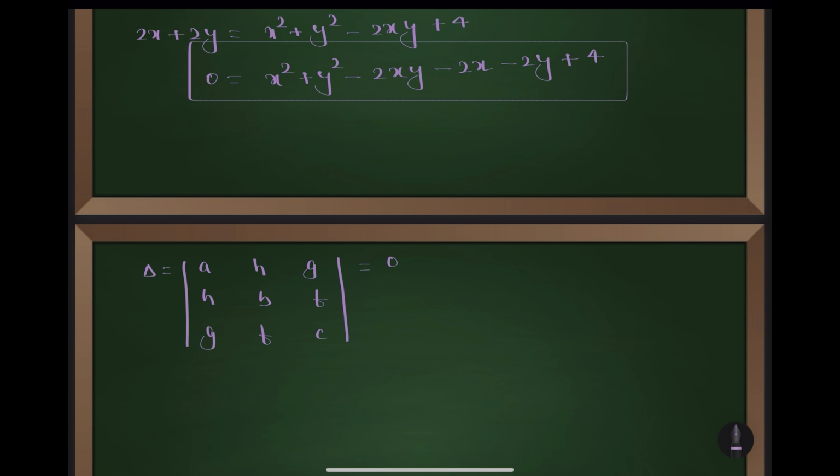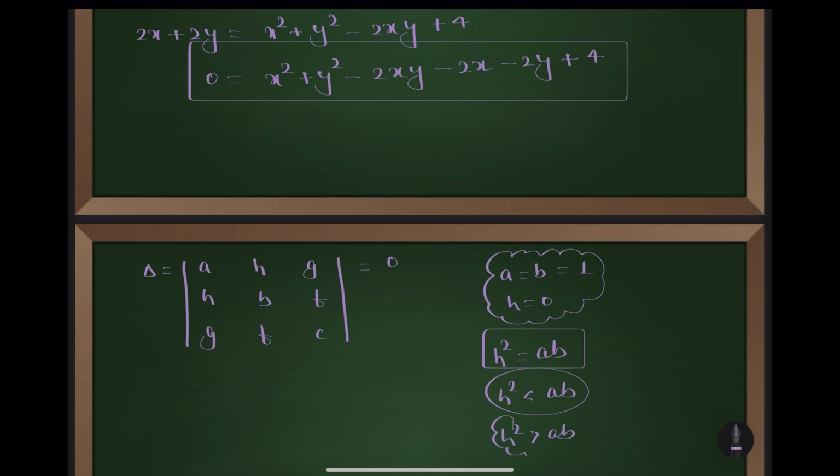Okay, for a circle, we know the coefficients a equals b equals 1 and h should be 0. This is the condition for a circle. Then for a parabola, h square is equal to ab. Okay, h square smaller than ab, ellipse. h square greater than ab, hyperbola.